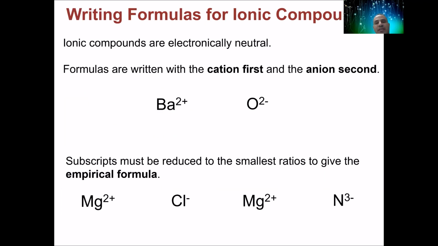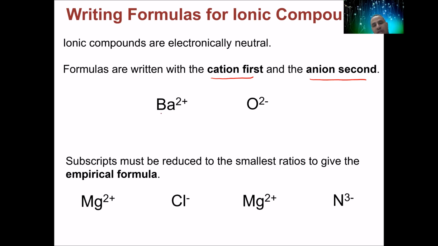How to write the formula for an ionic compound? These compounds are expected to be electrically neutral, which means they should have an overall zero charge. So the formula has to add up to a zero charge for the whole combination. And we start by writing the positively charged cation first, followed by the negatively charged anion.